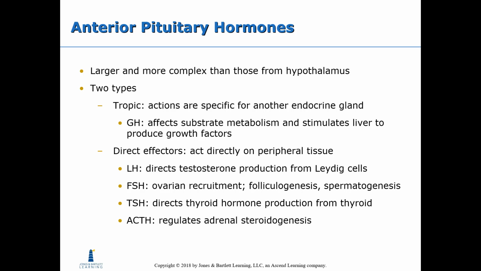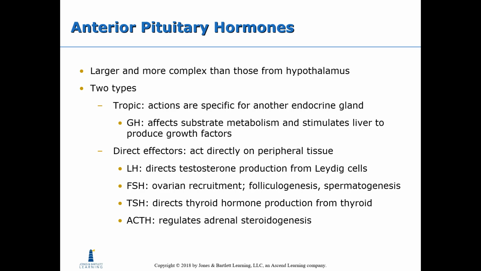The anterior pituitary hormones: the anterior pituitary itself is larger and more complex. The hormones are larger and more complex than those from the hypothalamus. There are two types, tropic hormones and direct effectors. Tropic hormones act on another endocrine gland. Growth hormone affects substrate metabolism and stimulates the liver to produce growth factors. Direct effectors act directly on peripheral tissue.